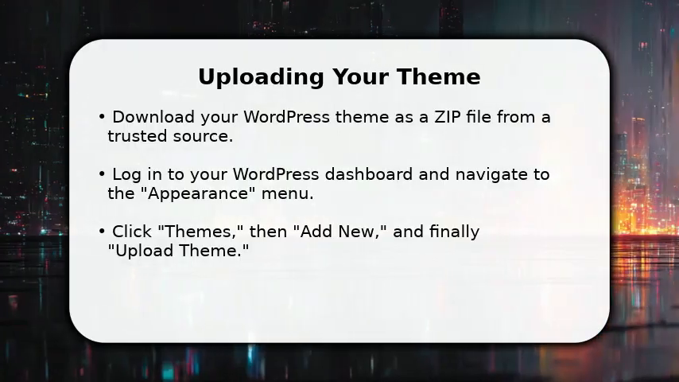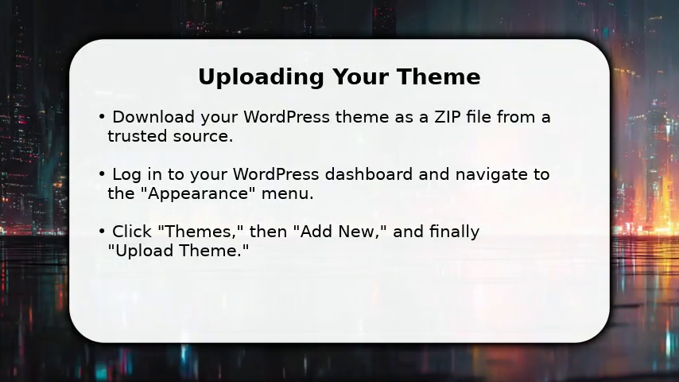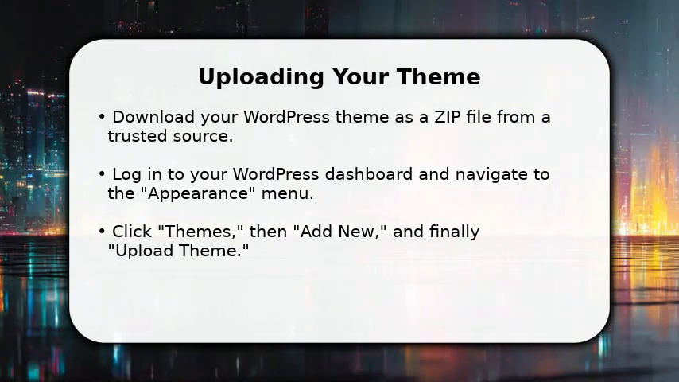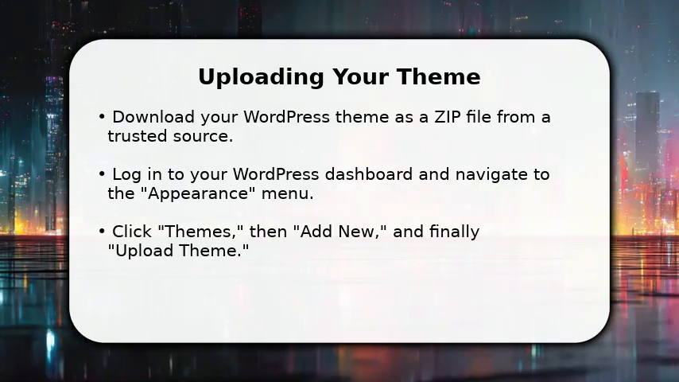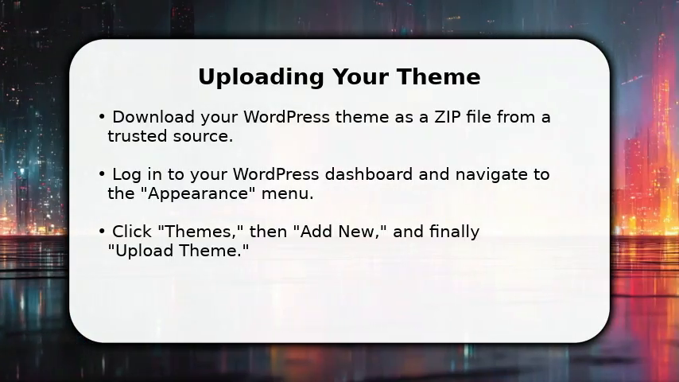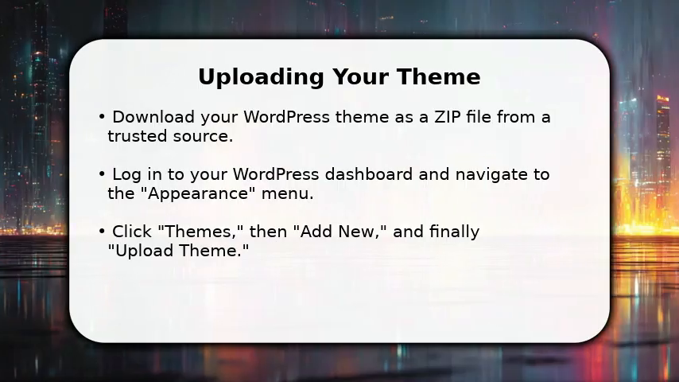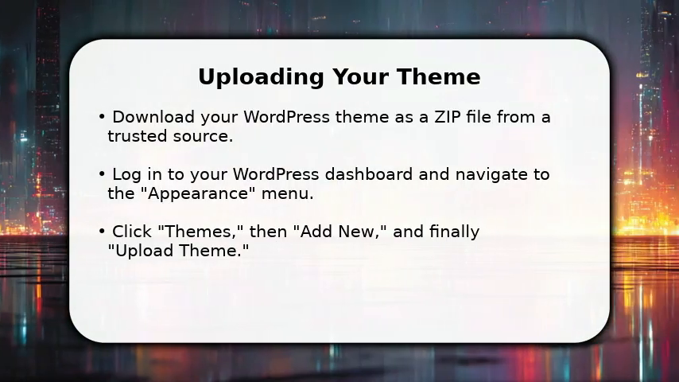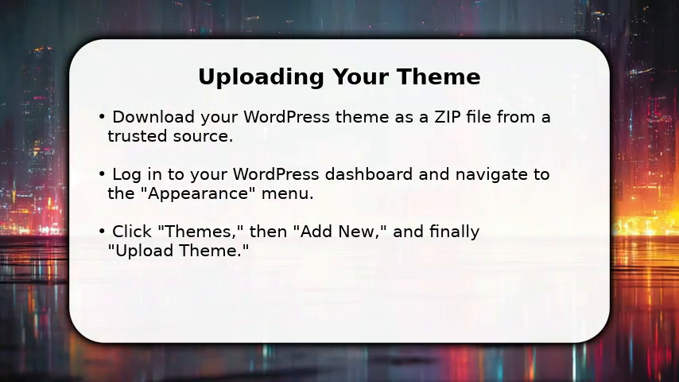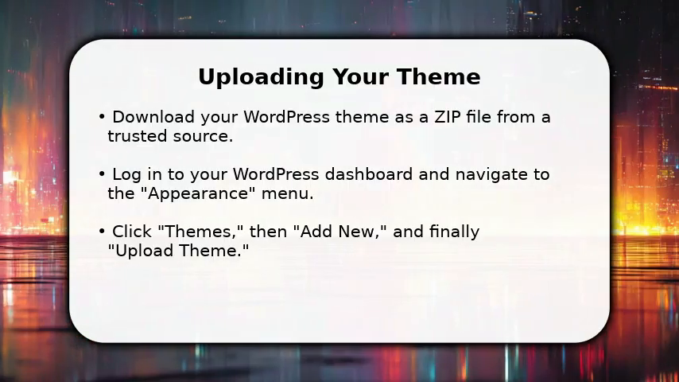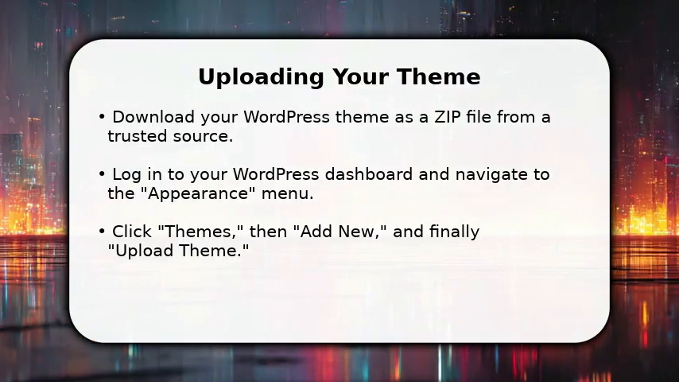In this video, I will explain how to use a downloaded WordPress theme. First, ensure your theme is a zip file from a reliable source. Log into your WordPress dashboard and find the Appearance menu. Click Themes, then Add New, and select Upload Theme. Choose your theme's zip file from your computer and click Install Now.